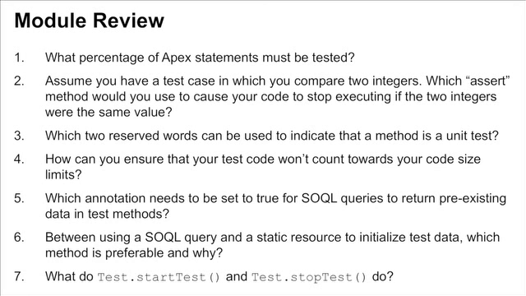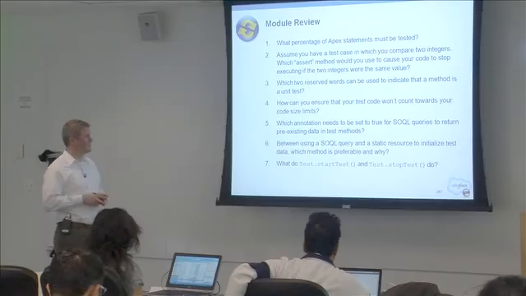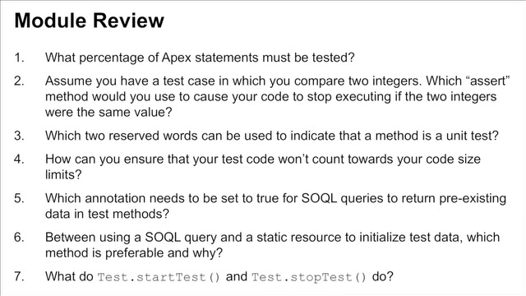How can you ensure that your test code won't count towards your code size limits? With the test code in a class? Yeah, and how do we mark that class? isTest? Yeah, so we mark a class with the isTest annotation, and now that will not count. All right, which annotation needs to be set to true for SOQL queries to return pre-existing data? Actually, this question is misphrased. Which attribute needs to be set to true for SOQL queries to return pre-existing data? seeAllData. seeAllData, exactly.